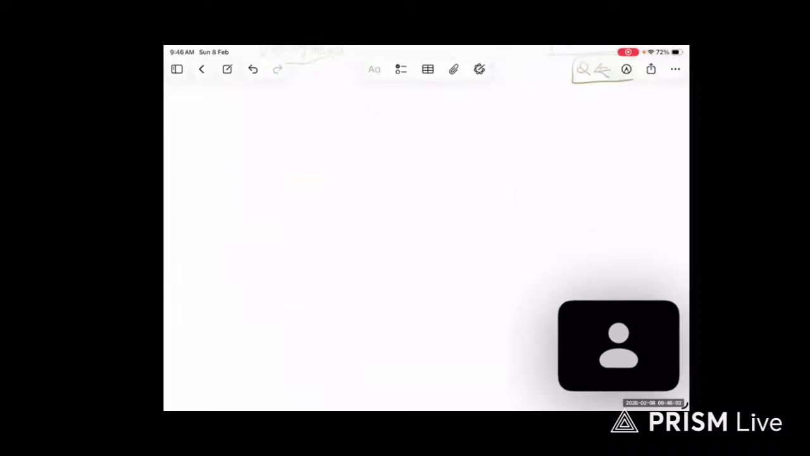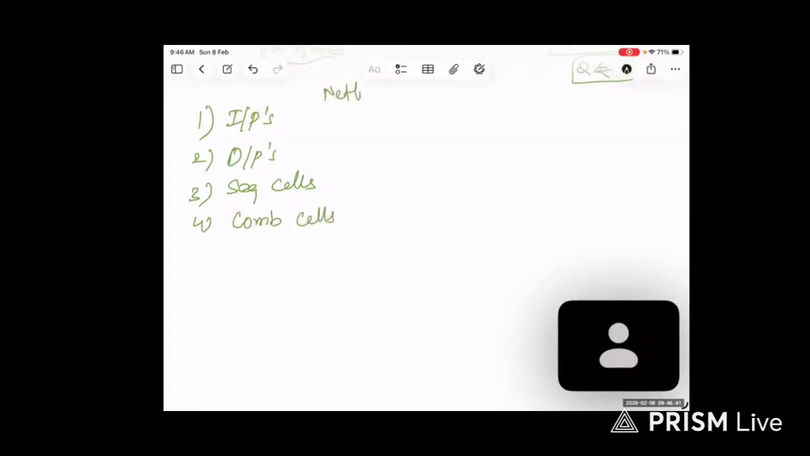Okay. So your netlist after doing synthesis, your netlist has what? Your netlist has inputs. Your netlist has outputs. It has sequential cells. It has combinational cells. Correct? I'm talking about the synthesized netlist. Correct?